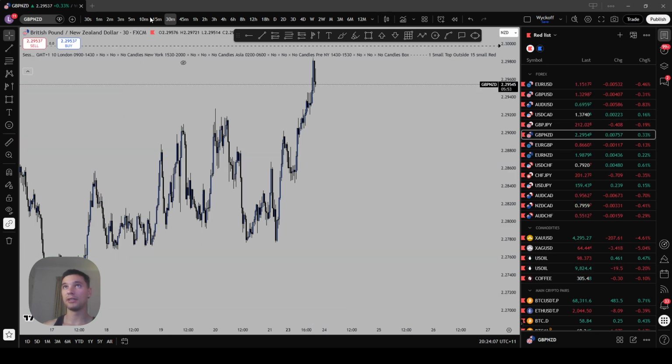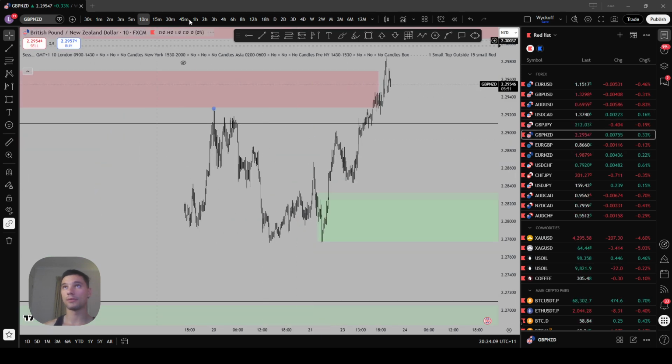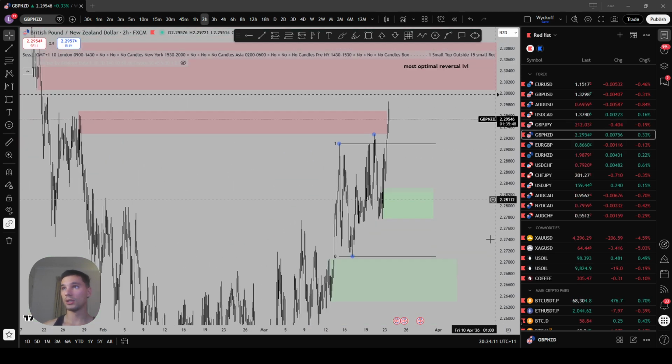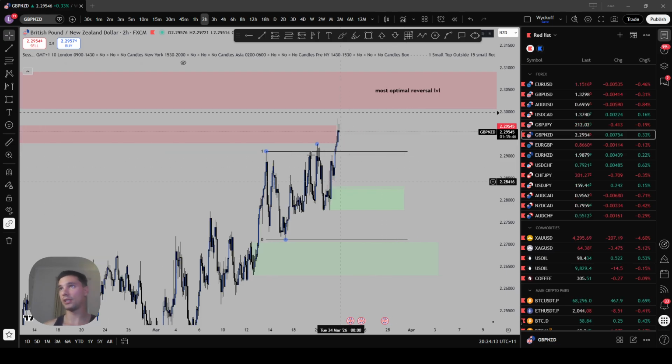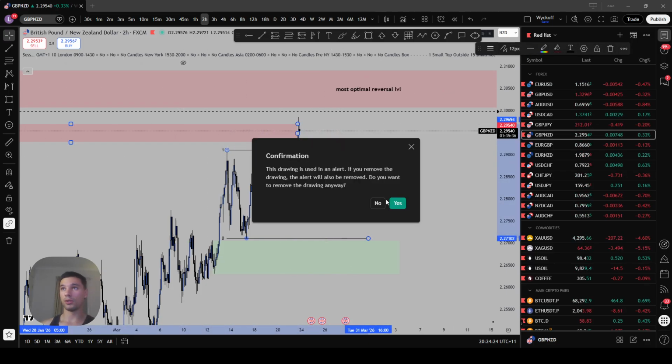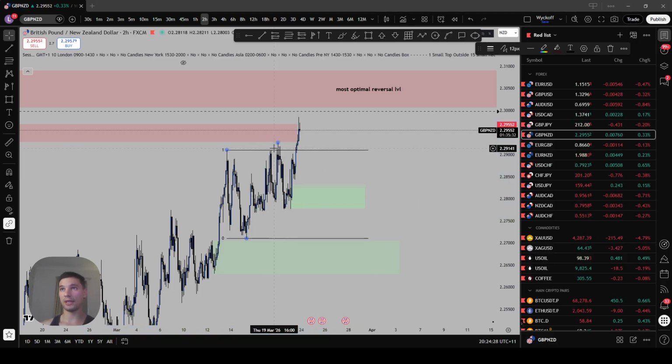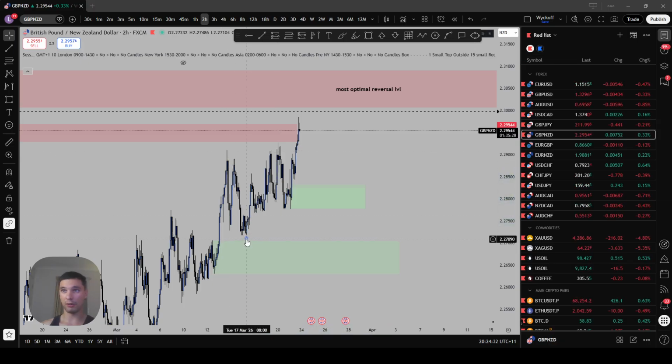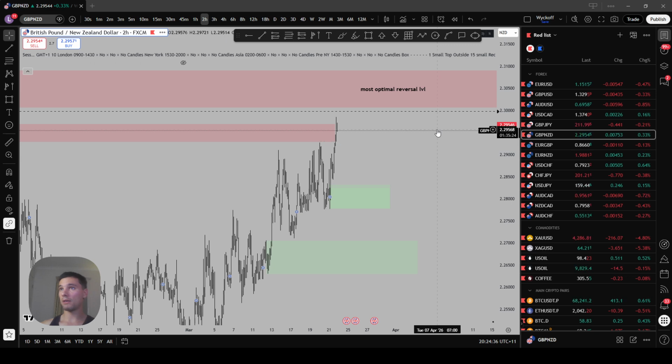GBP NZD. Supply has been ran through, and this range has now been validated, and you can see that we are now approaching this most optimal reversal level, which I did plan out or map out, if you will. I'm going to leave this there just for my own sake, that I can see that there was supply there which we did run through, and now we have these two demand levels below us.